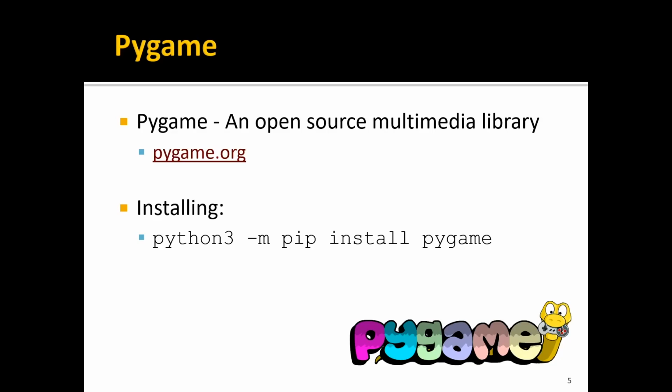In this video, we're going to take our first look at Pygame. Pygame is an open source multimedia library for Python. It's designed specifically for making games in Python. Now, open source means that you can read and modify Pygame source code if you're so inclined. You can change the library itself.